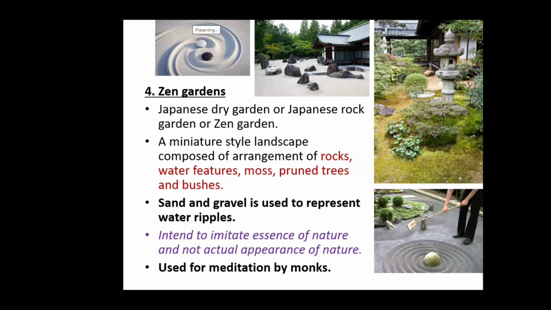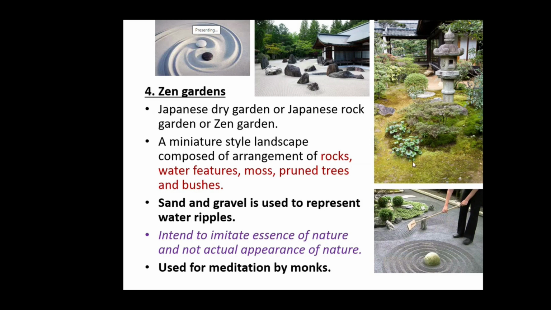Mainly sand and gravel is used to represent water ripples, as you can see here. Mostly Zen gardens are used for meditation purposes by monks. Overall, what Zen gardens really mean is the intent to imitate the essence of nature and not the actual appearance of nature. In fact, they found that this type of garden is really good for meditation, without much disturbance.